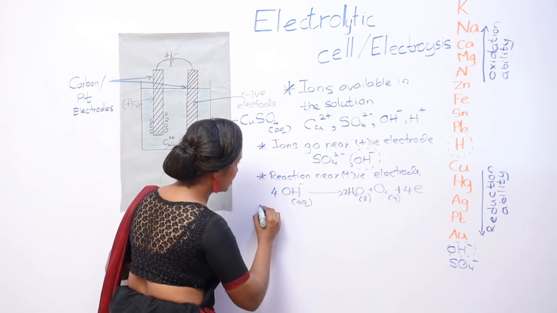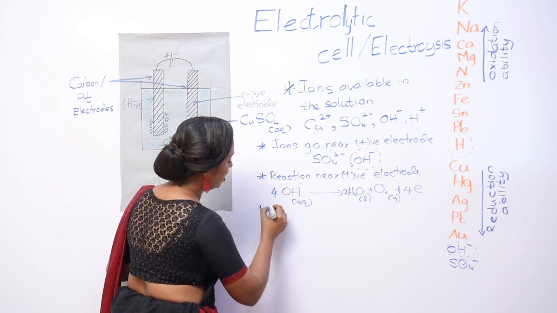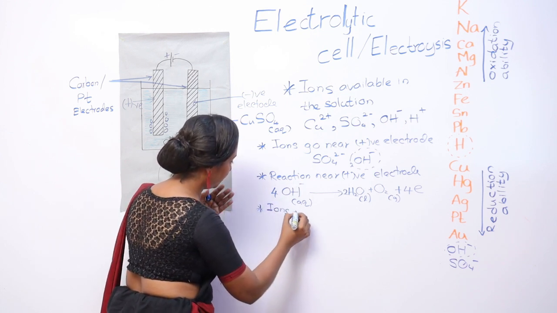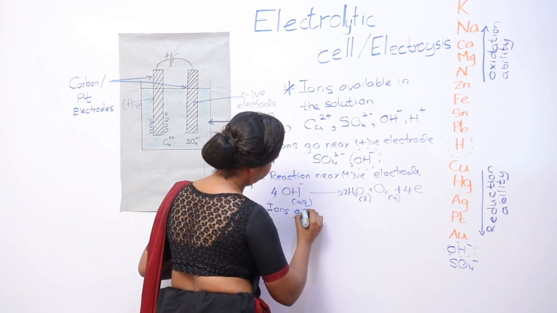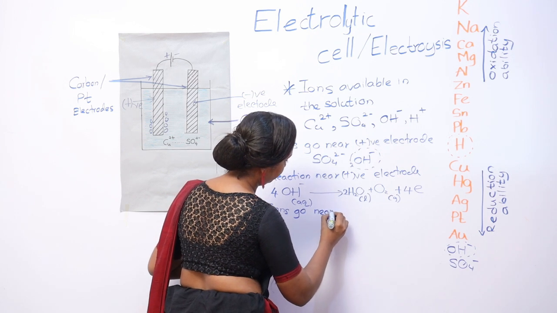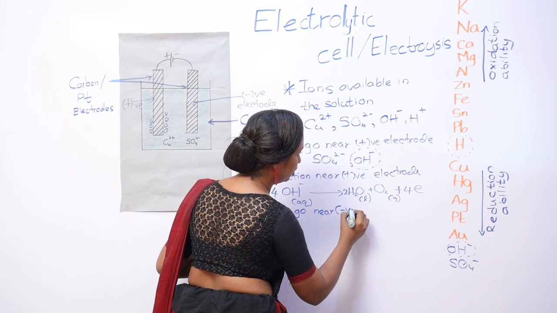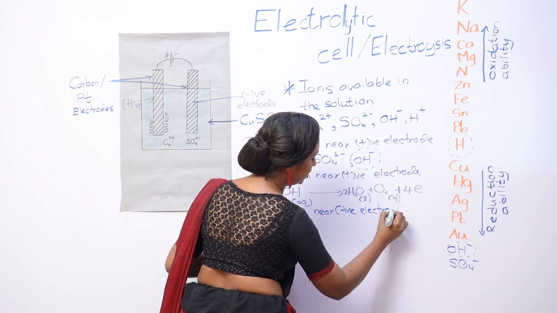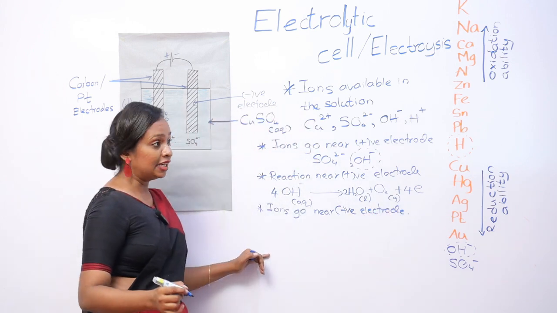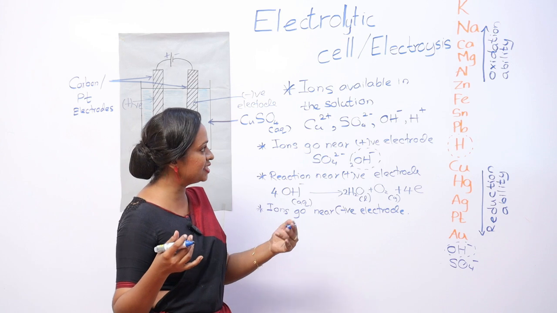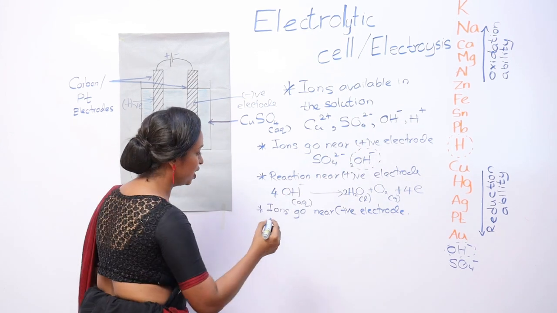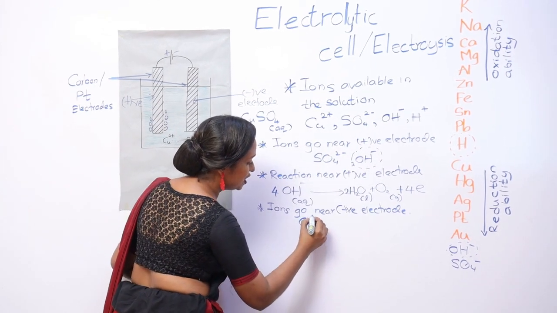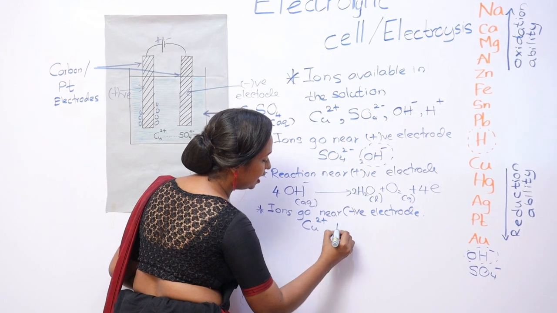Now look at the next one. Ions go near negative electrode. See, what are they? Negative electrode attacks the positive ions. What are the positive ions? Cu2 plus and the H plus.